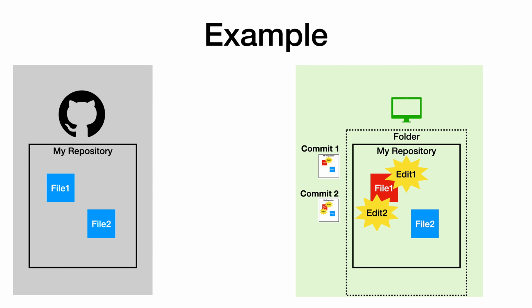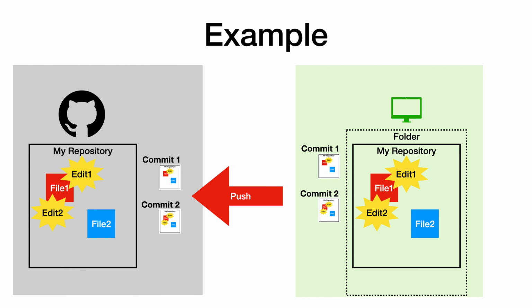In order for those to be viewable on GitHub, we have to do what's called a push. When we push something, it pushes all of our commits over, and then it updates all of the files that are currently there to be the most recent commit. Basically, the snapshot of the most recent commit is the set of files that are in the repository.